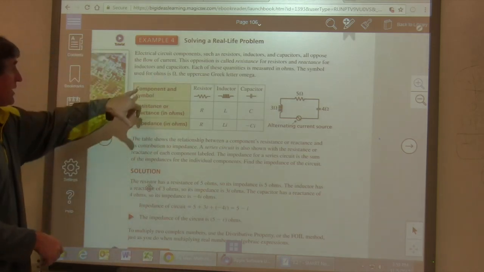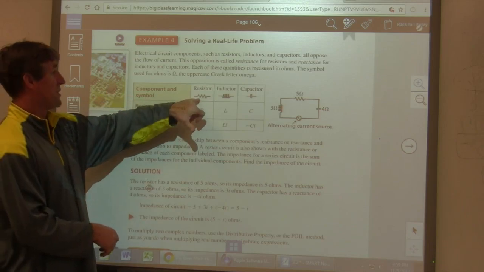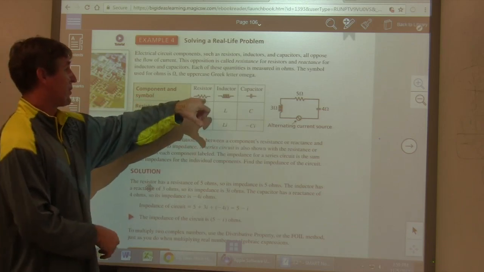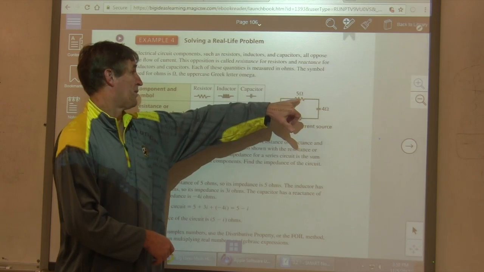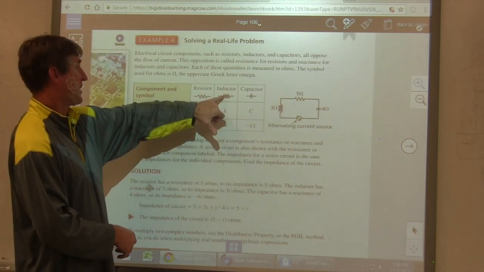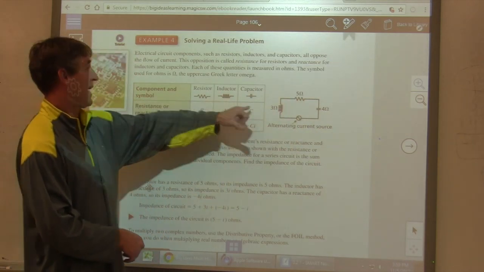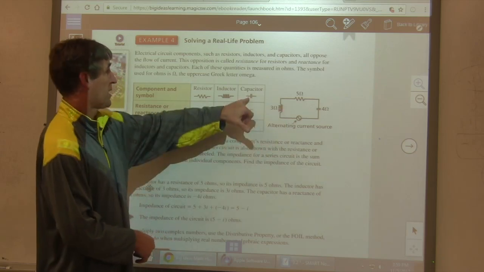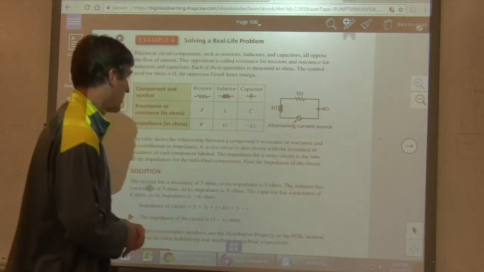So, here's the component and the symbol. So the resistors on this are going to have these squiggly lines. So this would be the resistor here. The inductor is going to have this symbol, and the capacitor will have this symbol.